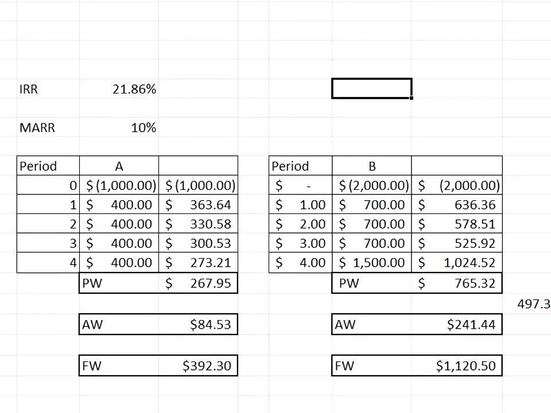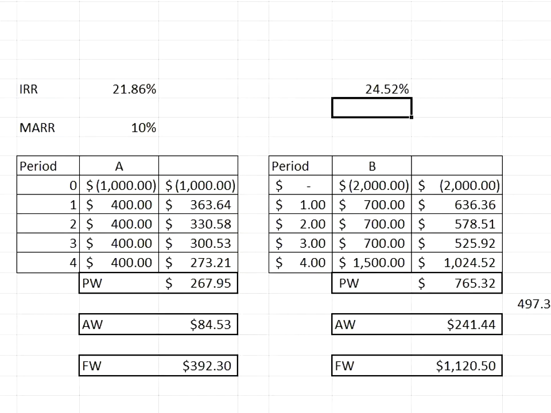Now we can compute the internal rate of return for Project B, and the internal rate of return for Project B is 24.52. So dollar per dollar, it's also better to invest in Project B. At least that's what the internal rate of return is telling us.